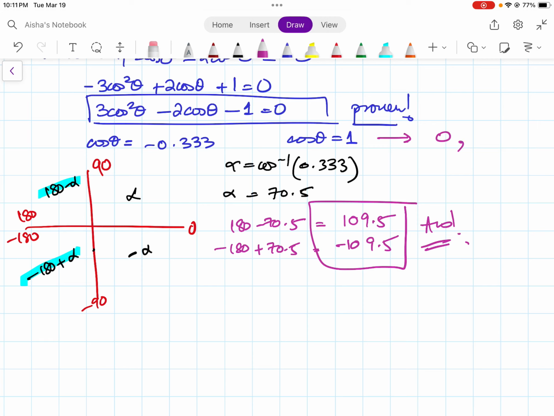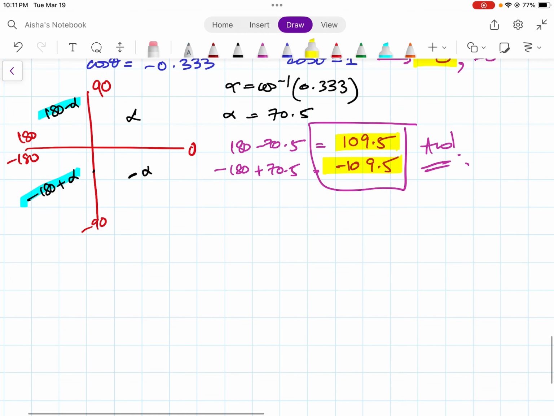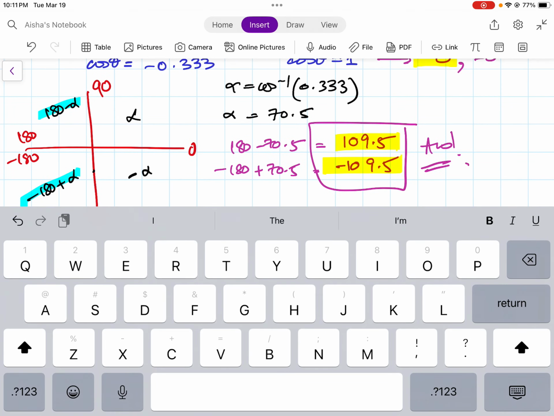And the fourth one, what will it become? Minus alpha, which is minus 0. So only one 0 answer will remain. So this is 0, 109, and minus 109. These are my answers for this question. Let's move on to the next question now.